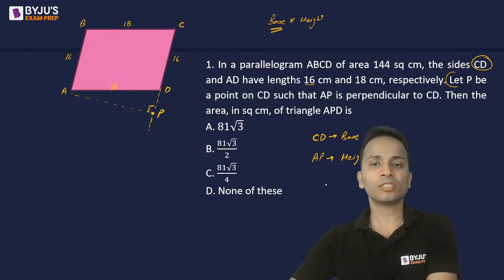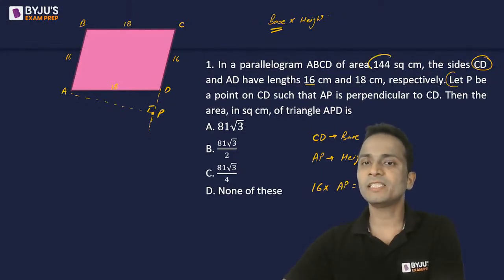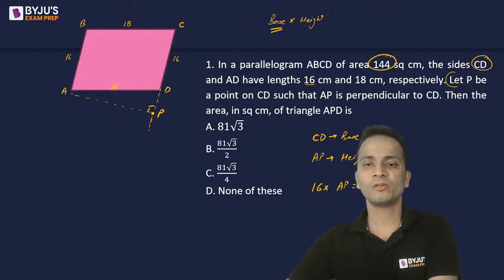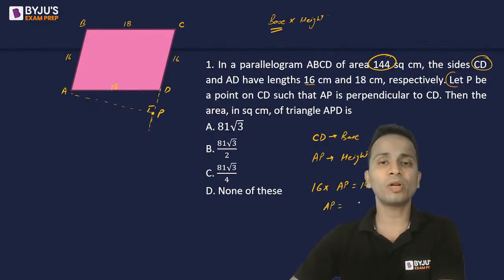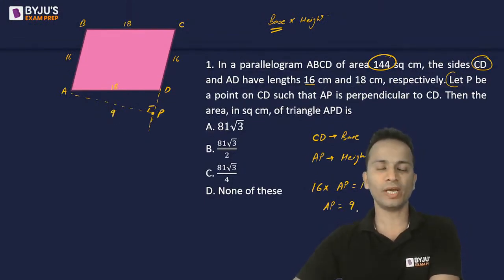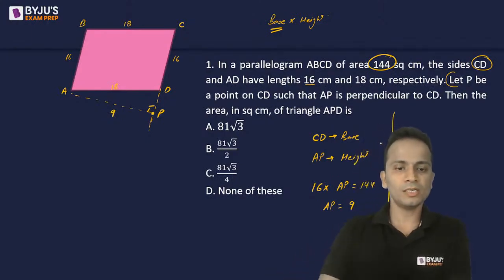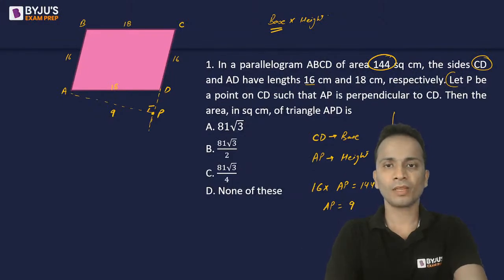All right, so the length of CD is given as 16, the length of AP is not known, and the area is given as 144. So I can say that the length of AP will be 144 divided by 16, that is equal to 9. So AP will be equal to 9. Right, now apply Pythagoras theorem. Just give me a second.